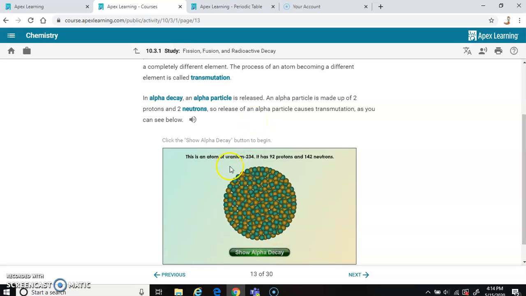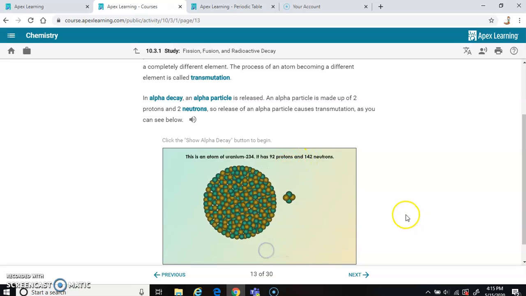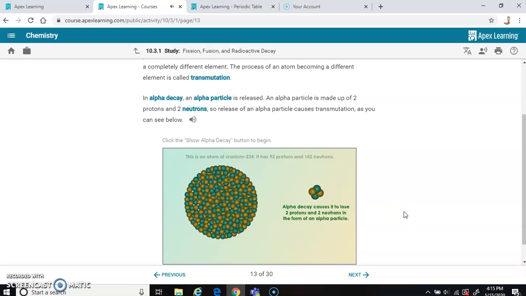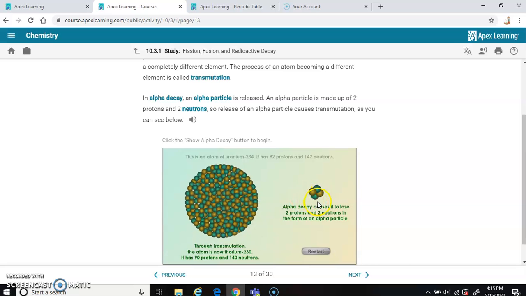So, for example, we have uranium-234. Okay, that's the isotope. That's the mass number, not the atomic number. And remember that uranium has 92 protons. If we looked at the periodic table, we could find that for uranium, U. And then the neutrons would be 234 minus the 92. Okay, so let's show what happens. An alpha decay causes it to lose 2 protons, and 2 neutrons come off in the form of an alpha particle. So it's a completely new element, once it has changed the number of protons.